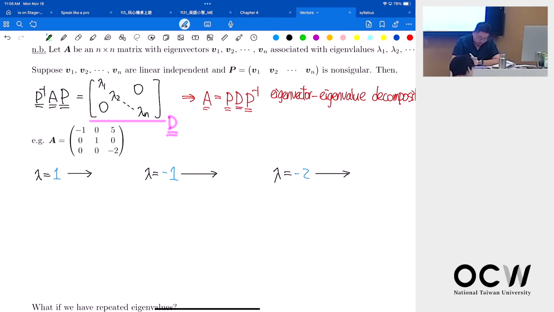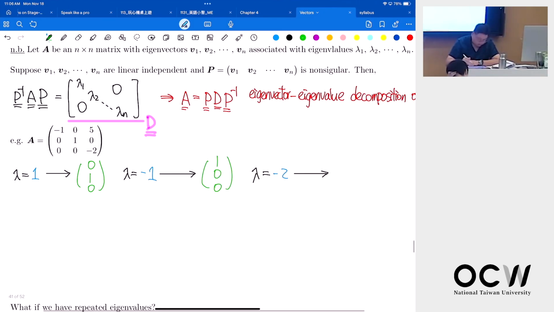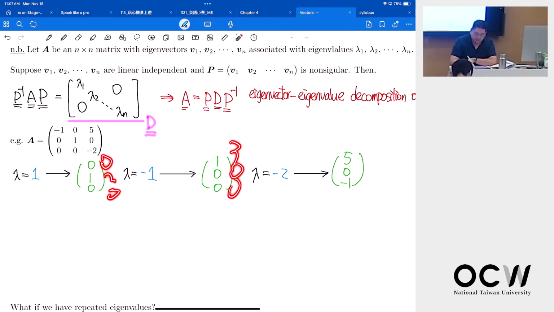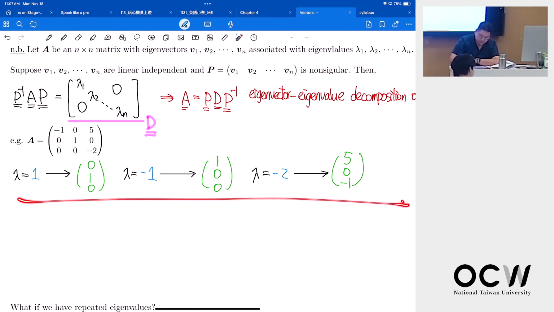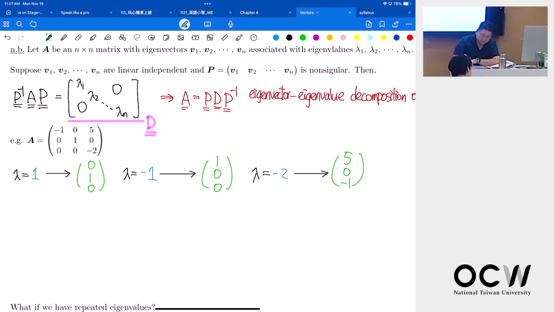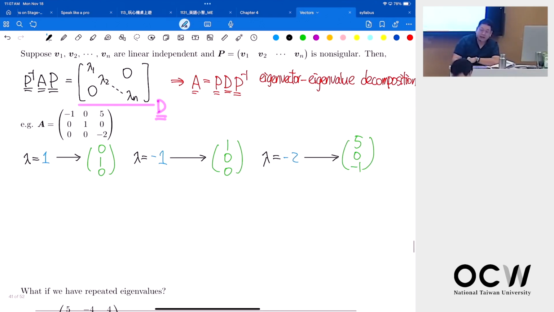For 1 is 0, 1, 0, for -1 is 1, 0, 0, and for -2 is 5, 0, -1. Okay. For other people, you may find 0, 2, 0, 3, 0, 0, 10, 0, -2. That's fine.